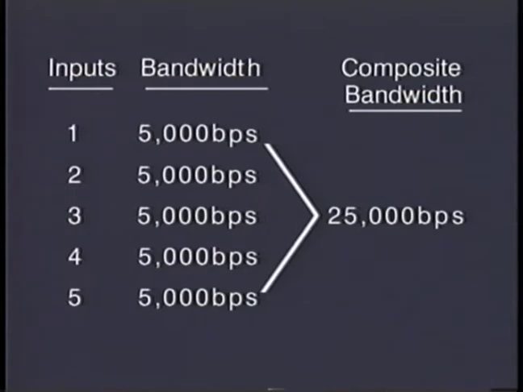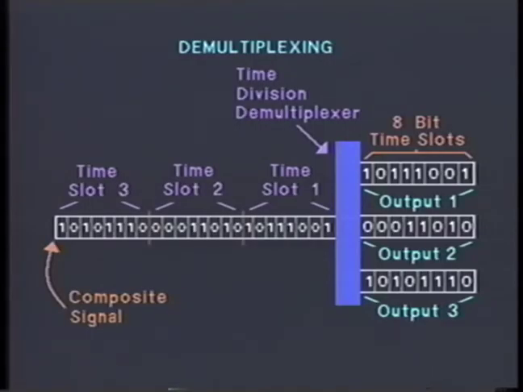The composite digital signal must be of sufficient bandwidth to accommodate all of the inputs. The bandwidth of a digital signal is measured in bits per second. If 5 input channels each have a bandwidth of 5,000 bits per second, then the composite signal must have a bandwidth of 25,000 bits per second to accommodate the 5 inputs. Demultiplexing separates the time slots into individual channels. This recreates the original digital signals.